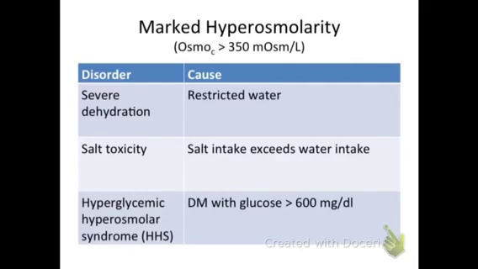Marked hyperosmolarity occurs when the osmolarity exceeds 350 milliosmoles per liter. This can occur with severe dehydration, salt toxicity, or hyperglycemic hyperosmolar syndrome. In all of these instances, there is severe cellular dehydration. The organ that is most appreciably affected by this dehydration is the brain. So, oftentimes these patients will present in a stupor or with neurologic signs.